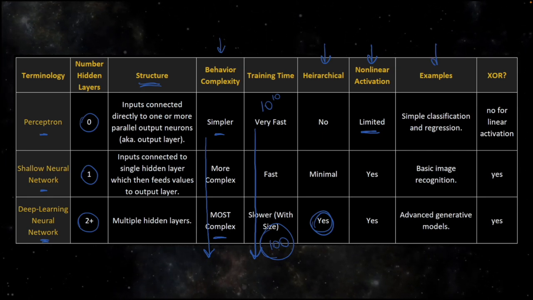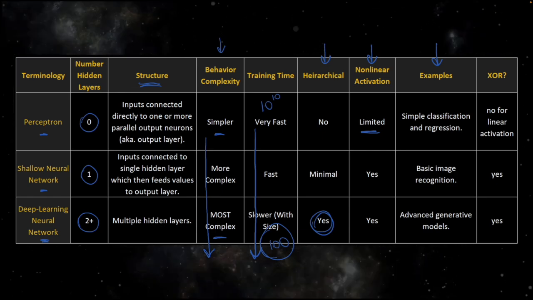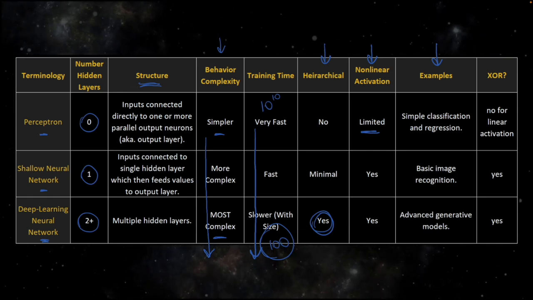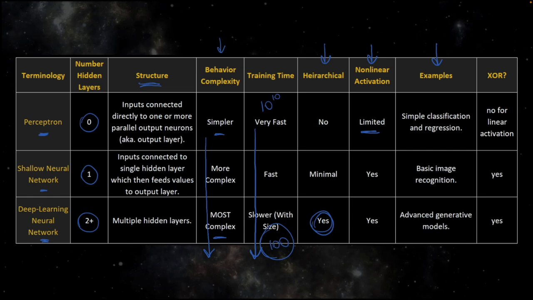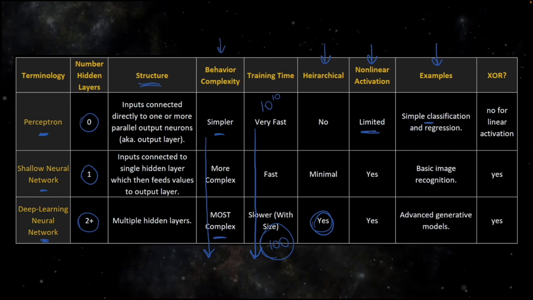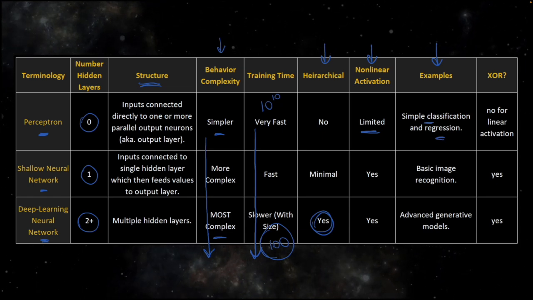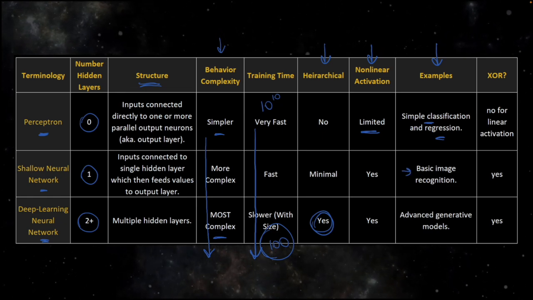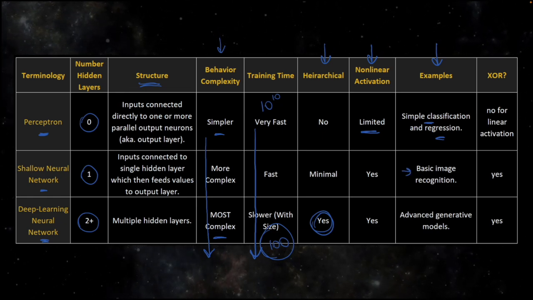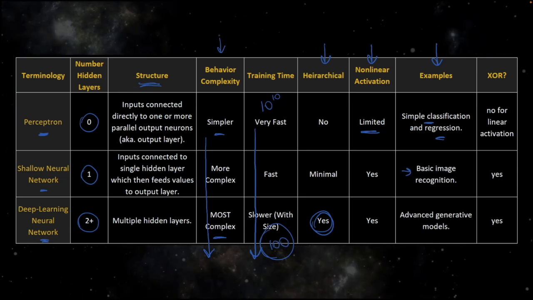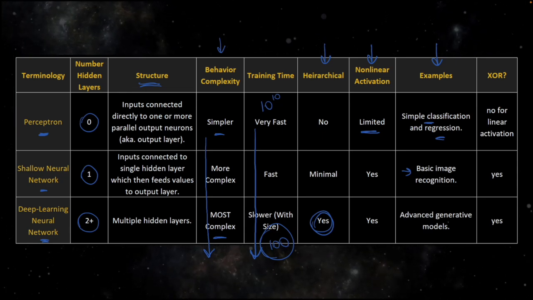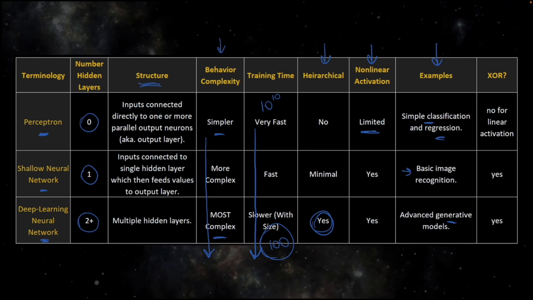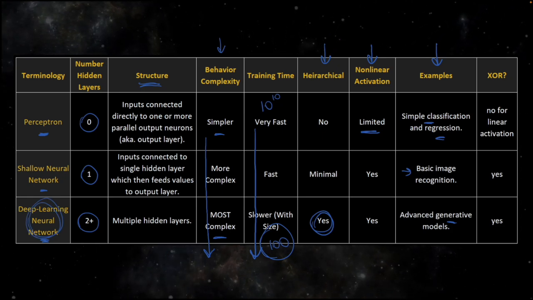Let's discuss some example applications of these various architectures. The perceptron is really good for simple classification problems as well as regression problems. A shallow neural network is good for basic image recognition, like the type that we're doing in this module, recognizing digits 0 through 9. But for anything more advanced, we talk about generative models, large language models, you're most definitely going to need a deep learning neural network.